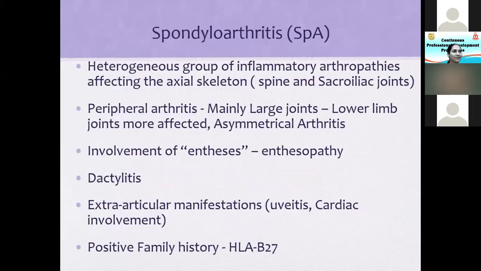Now we come to the second group of inflammatory arthritis, the spondyloarthritis. It is a heterogeneous group of inflammatory arthropathies which mainly affects the axial skeleton. What is the axial skeleton? That is the spine and the sacroiliac joints. In addition, peripheral joints can also be involved, mainly the large joints of the lower limb and in an asymmetrical manner.